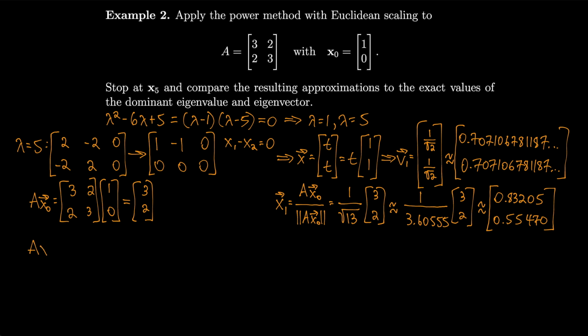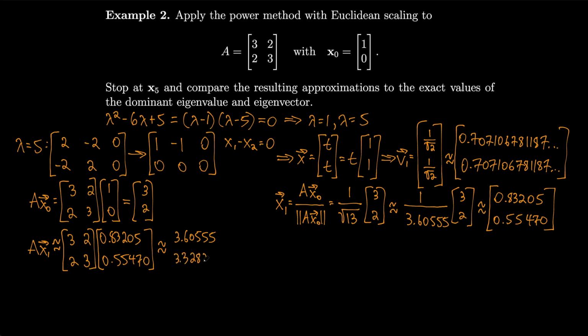So we'll take Ax1, and that'll be the matrix with rows (3, 2) and (2, 3) times (0.83205, 0.55470), and we'll get (3.60555, 3.32820).